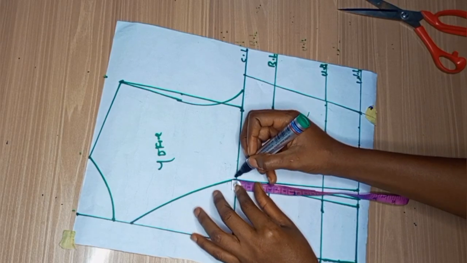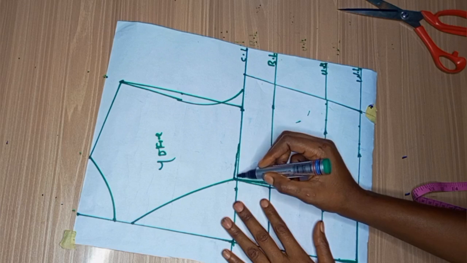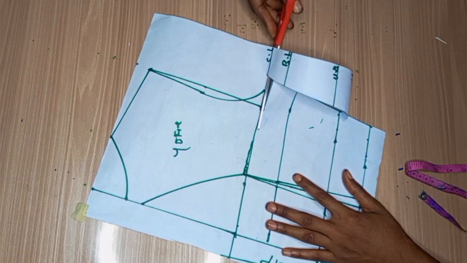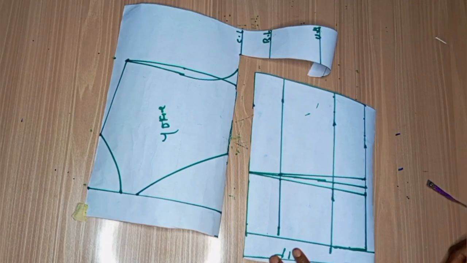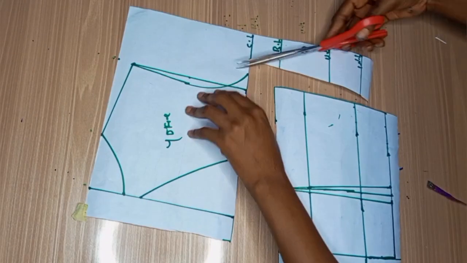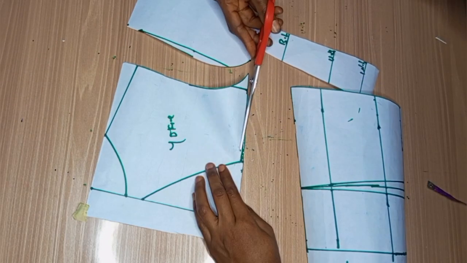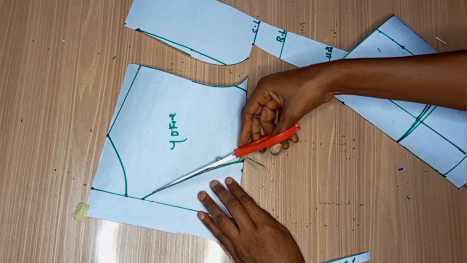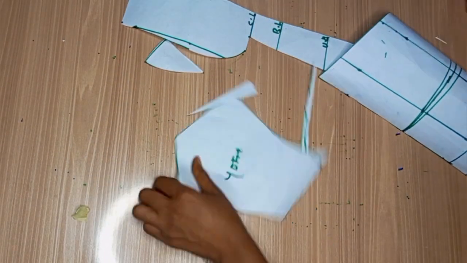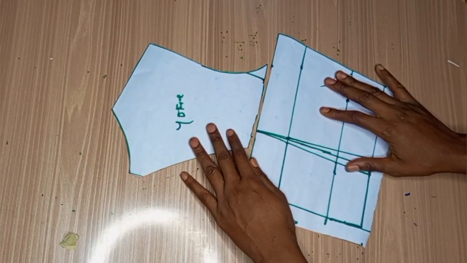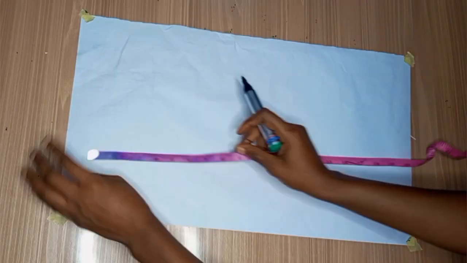Then I'm going to mark 1/2 inch here to make our back relax wear, just the way we did for the front also. So I'll go ahead and cut everything out. So this is the back pattern. So keep this aside so that we can work on the skirt part, the down part.